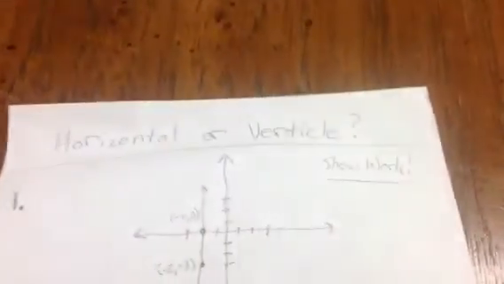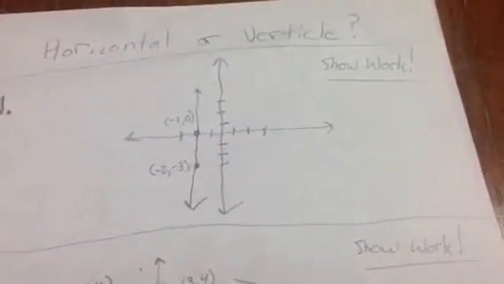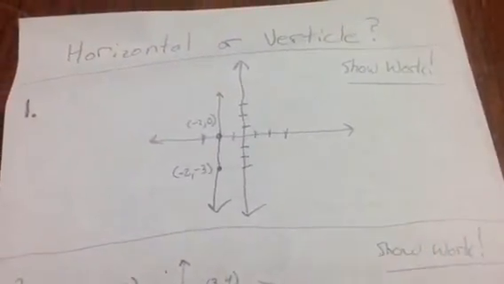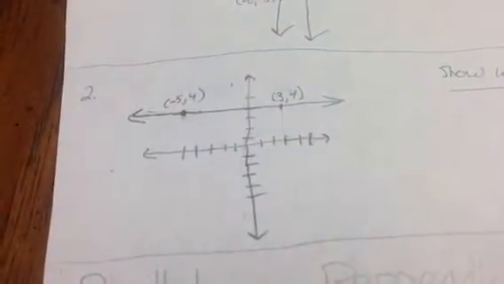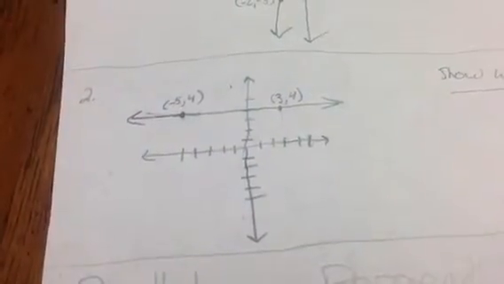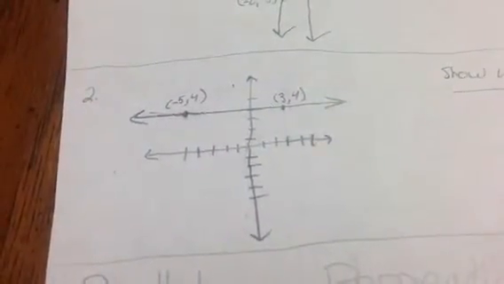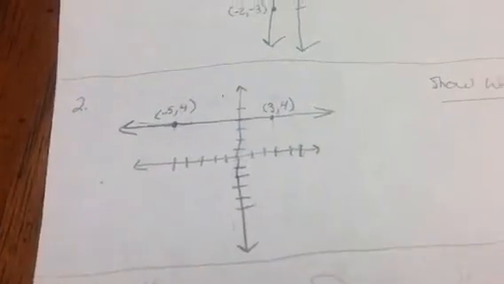So let me go ahead and give you your homework. Alright, for homework, for number 1 and 2, I want you to tell whether the line is horizontal or vertical. So, right here is number 1. And here is number 2. So I want you to work it out the way I showed you and tell whether each line is horizontal or vertical. And I want you to show your work.